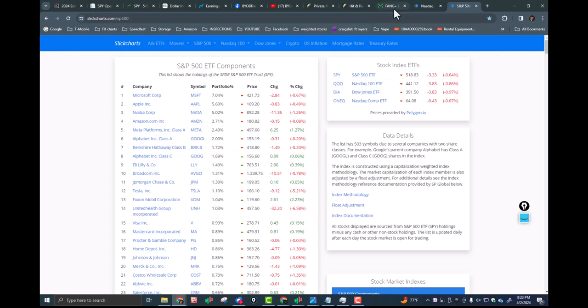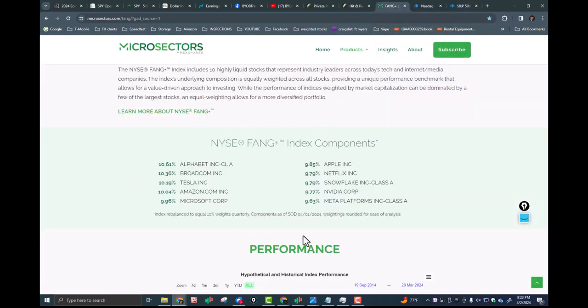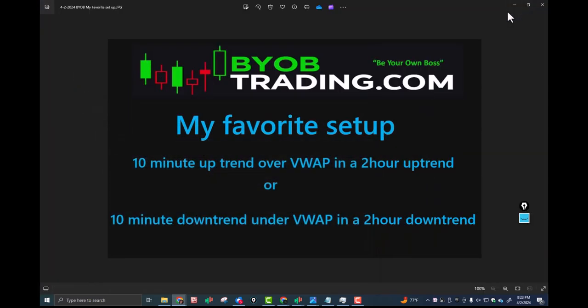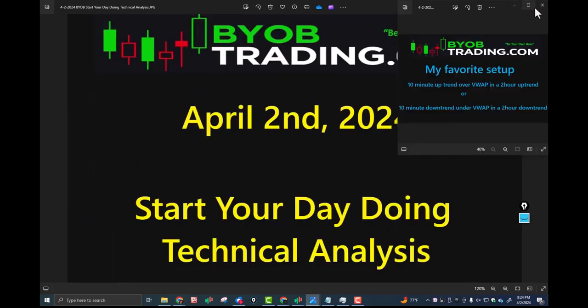So you can see following the FNGU will give you an edge at looking at market direction. And that's why I follow the FNGU, because I want an edge on market direction. So my favorite setup, like I just said, is a 10-minute uptrend over VWAP in a 2-hour uptrend. I don't pick tops and bottoms. I do pick targets. Or a 10-minute downtrend under VWAP in a 2-hour downtrend. So that's what we like to do. So I'm looking for 2-hour trends.